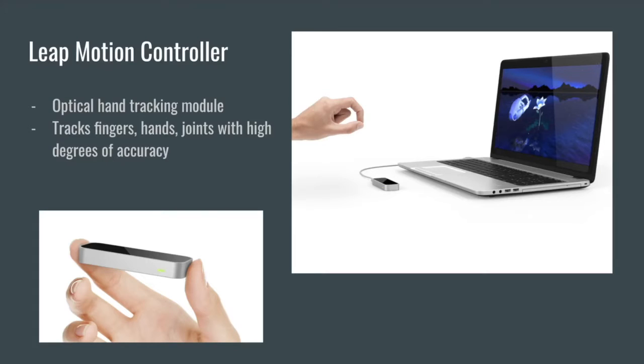It is an optical hand tracking module that is mainly used in virtual or mixed reality development, such as video games and interactive kiosks. It is able to track both hands of a user simultaneously with high degrees of accuracy, and tracks information such as hand and finger positions, velocity, and rotation. As you can see in the picture, the user is picking some virtual flowers through it.